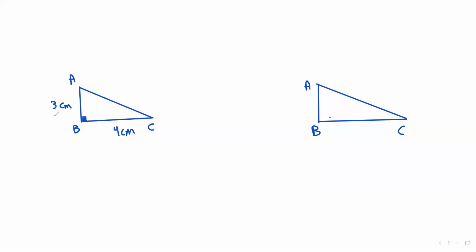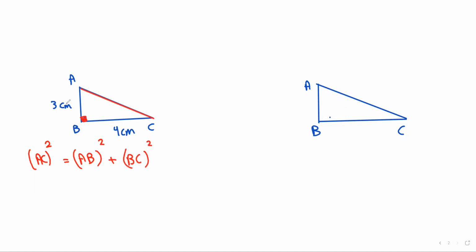If AB equals 3 centimeters and BC equals 4 centimeters, find the length of AC. First and foremost, determine the right angle. Angle B is the right angle, and the side opposite to angle B is the hypotenuse. That's AC. Pythagoras discovered that AC to the power of 2 equals AB to the power of 2 plus BC to the power of 2.